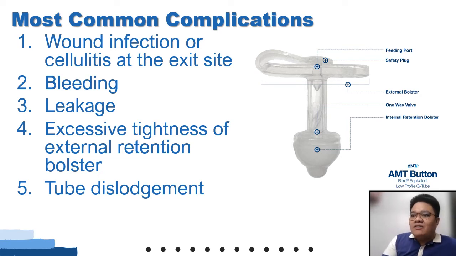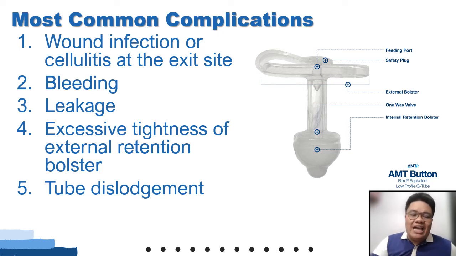Class, you need to watch out for these complications. The common complications that may possibly occur are wound infection or cellulitis at the exit site. Okay, now there may also be bleeding. There may also be leakage. There may be excessive tightness of the external retention bolster, which would lead towards your buried bumper syndrome earlier. Then you would also have your tube dislodgement. Tube dislodgement, class, is less likely to happen unless your patient moves a lot during the time of feeding.